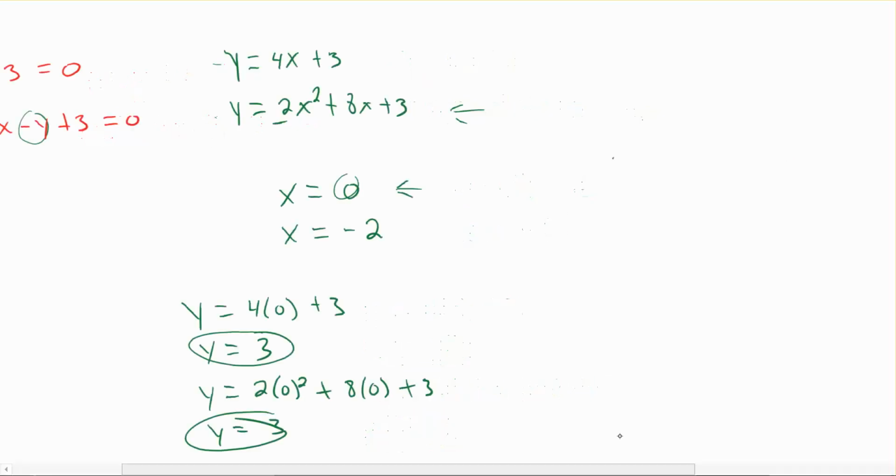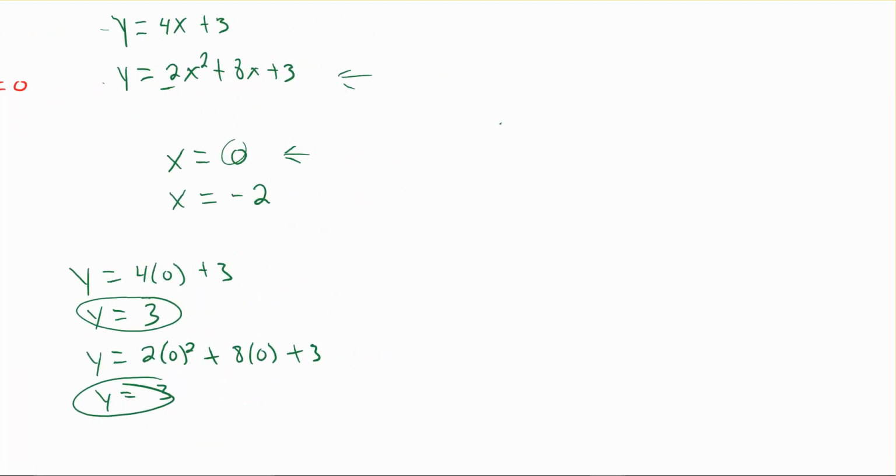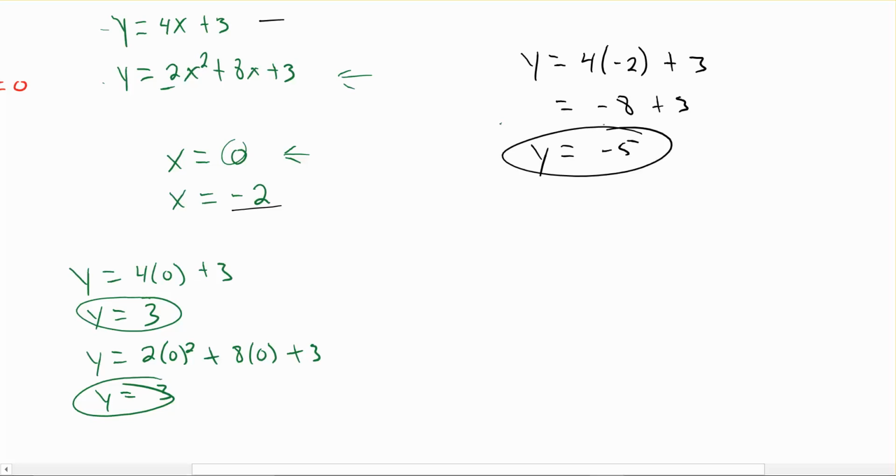Negative 2, let's try that one. In a different color here. If we put negative 2 in this time, let's go for the first equation up here. That would be y is equal to 4 times negative 2 plus 3. That would be equal to negative 8 plus 3, so negative 5. So the first one is negative 5. Let's see if that's the same for this one. y is equal to 2 times negative 2 squared plus 8 times negative 2 plus 3.